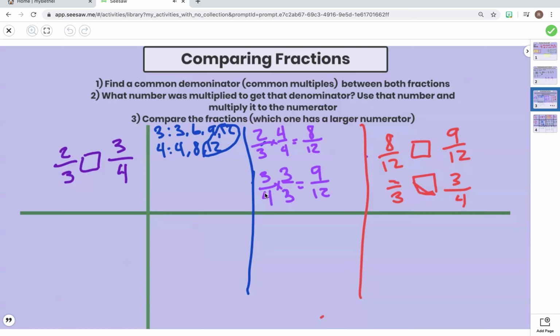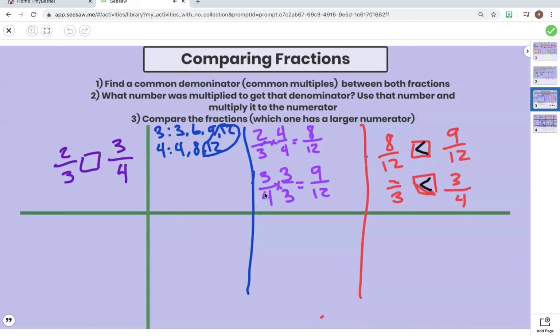So which fraction has more of their parts covered or highlighted? 8/12 or 9/12? Well, I know that 9 is bigger than 8, so 8/12 is less than 9/12, which means 2/3 is less than 3/4.